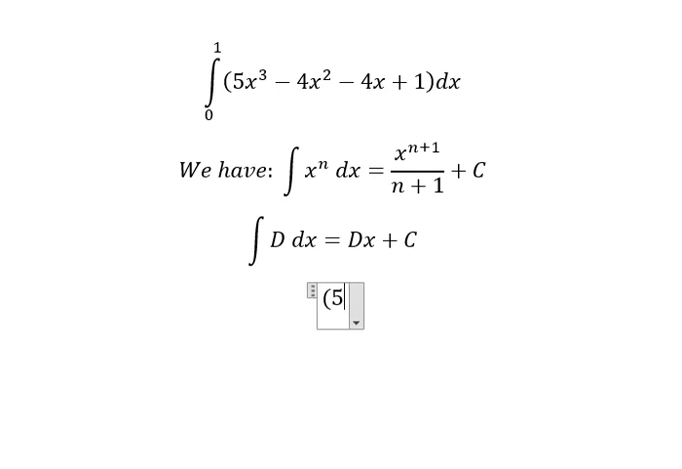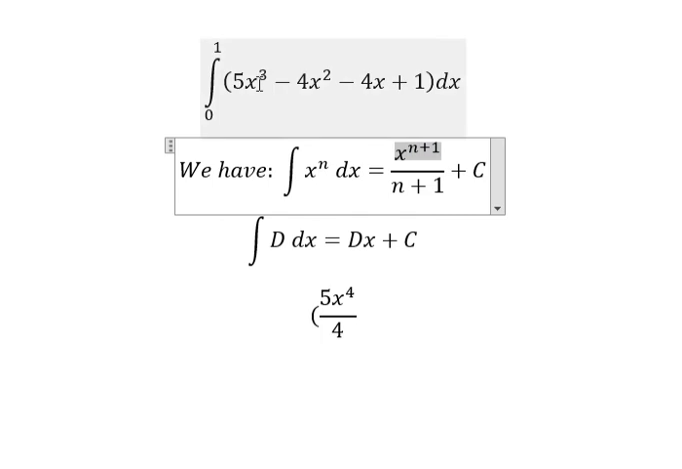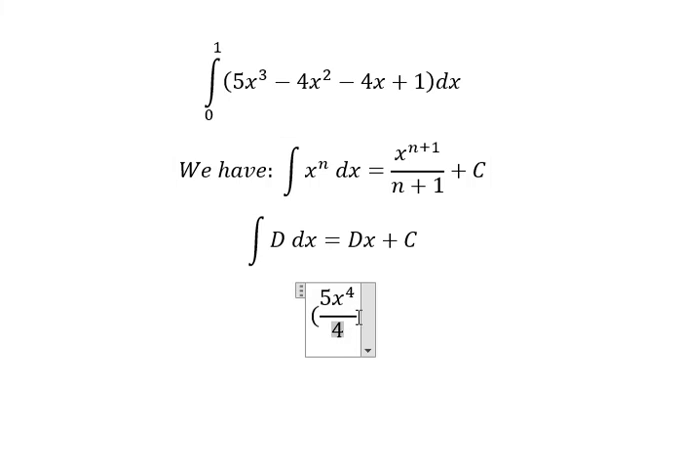And we get 5x to the power of 4 over 4. So we change n into number 3. 3 plus 1, you get 4. Now we apply similar for the next one.